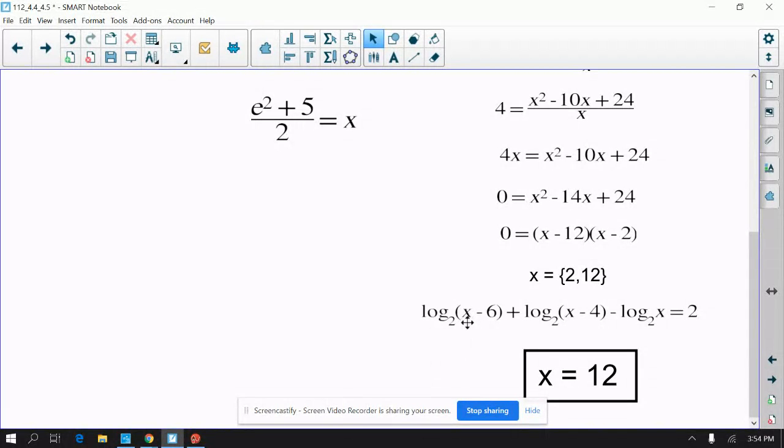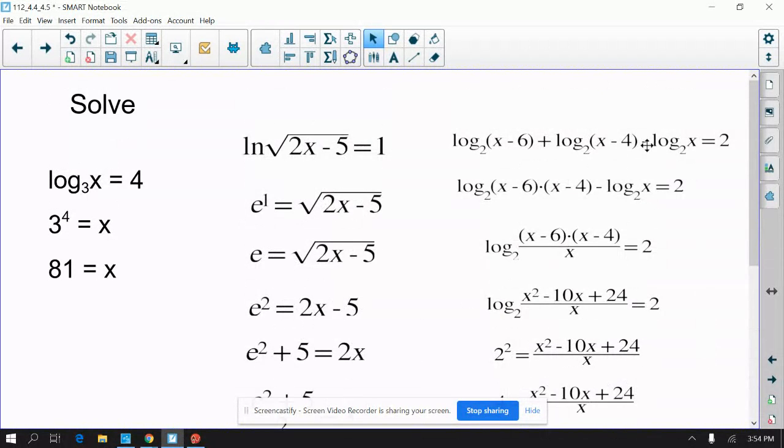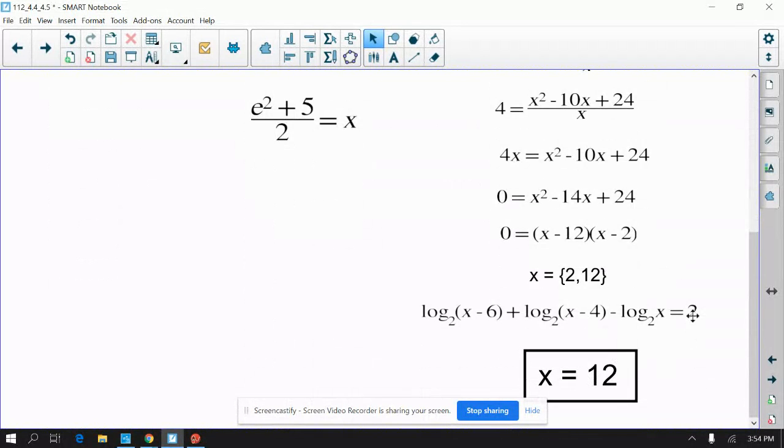If x is 12, you're taking log base 2 of 6, which I can do. If x is 12, I'm taking log base 2 of 8, and then log base 2 of 12. And finally, if I were to graph this, they would intersect at x equals 12.